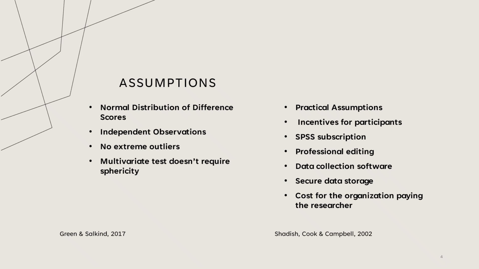Assumptions. Difference scores have to be normally distributed or the hypothesis could be invalid. Observations must be independent of each other. There can't be extreme outliers or that could throw off the results and invalidate the test. The multivariate repeated measures ANOVA doesn't require there to be sphericity, but the univariate repeated measures ANOVA does.